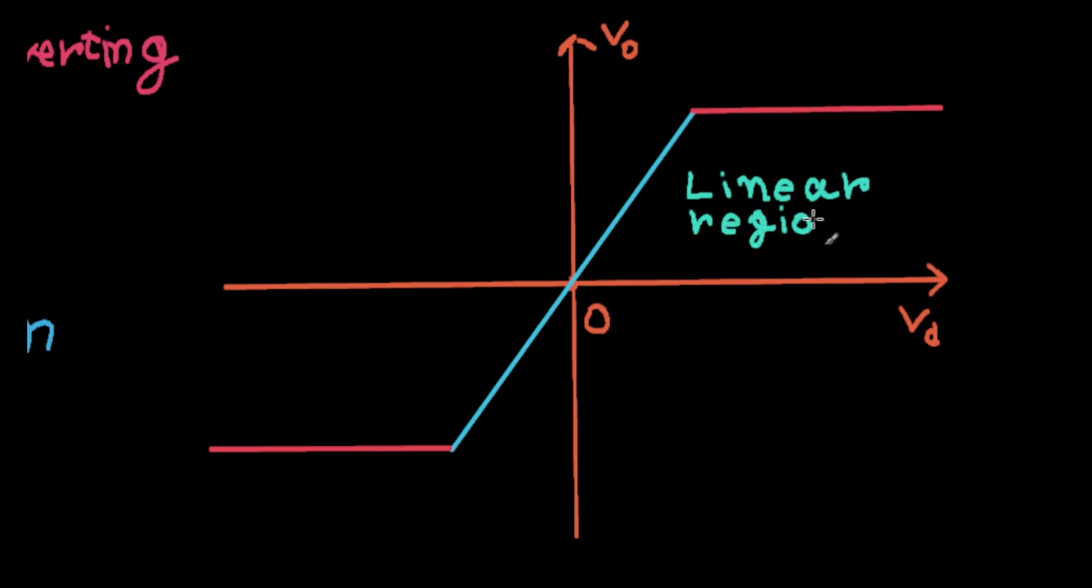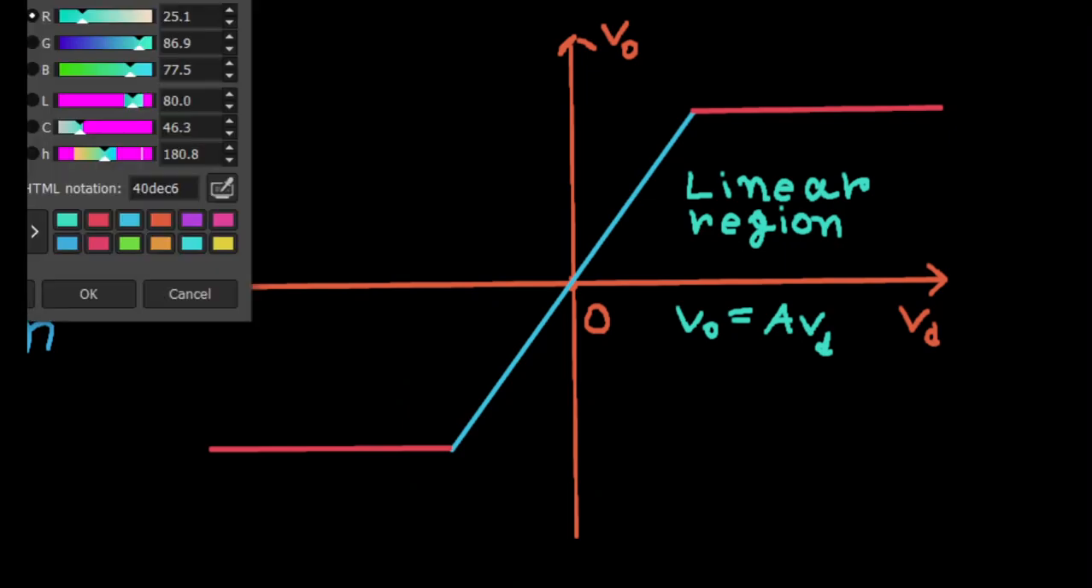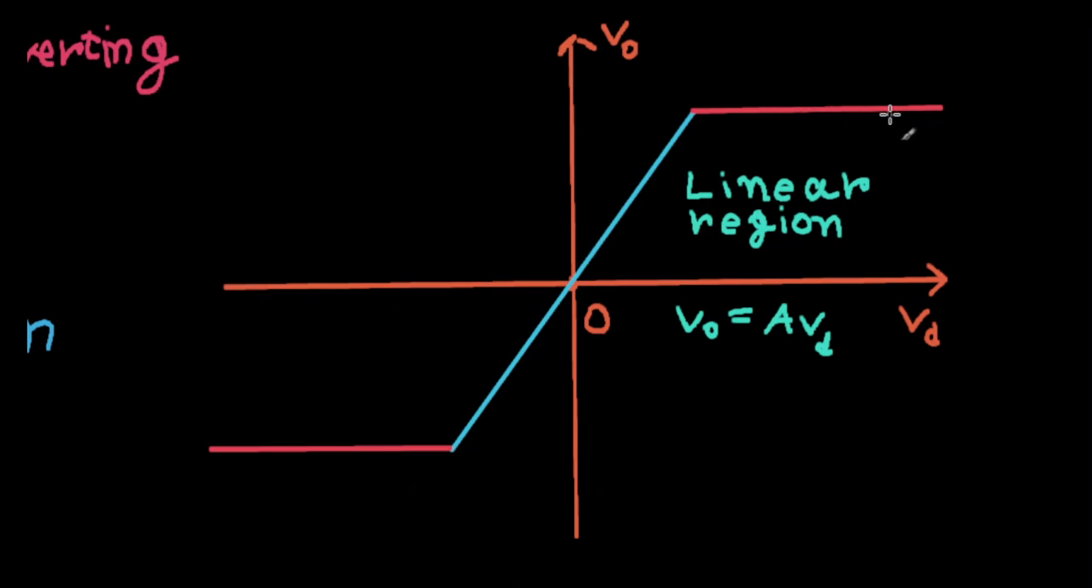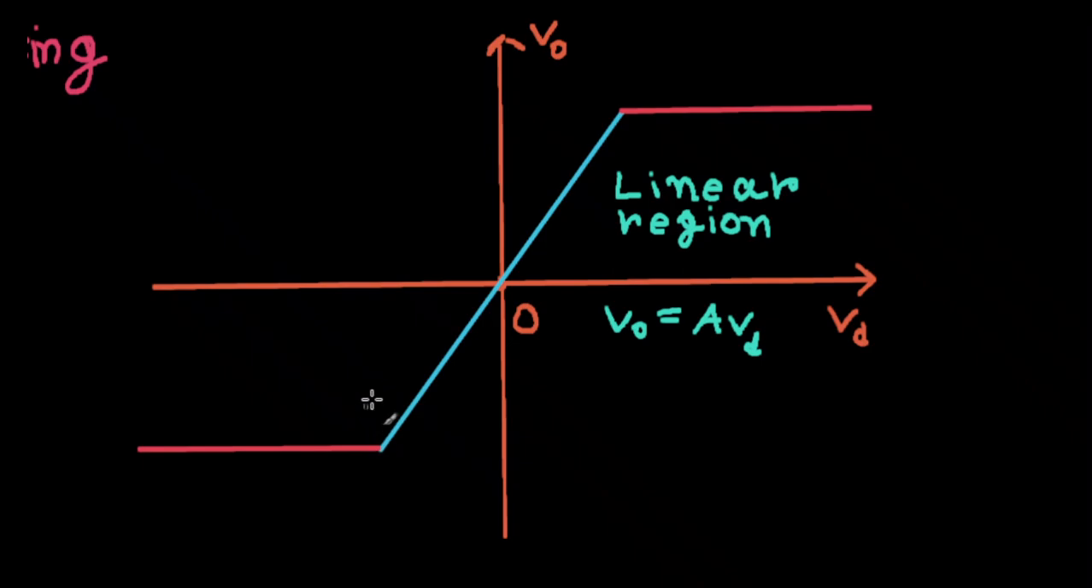For this one, you have your v sub 0 is equal to a times vd. And at the other two ends, your output voltage basically becomes constant, or a more fancy term for that is that it becomes saturated. The values here are actually limited to, or the same as, your power supply.